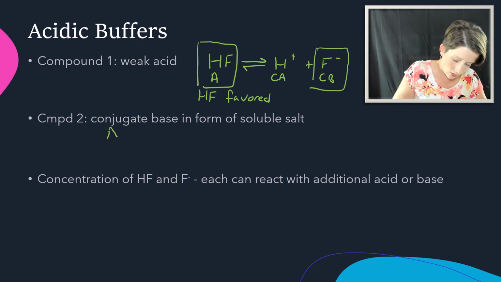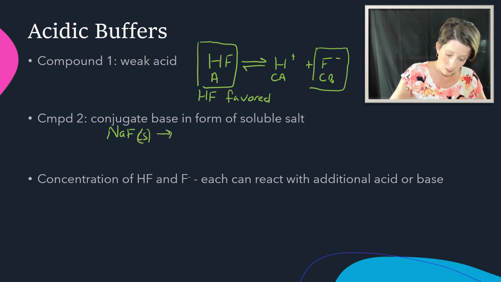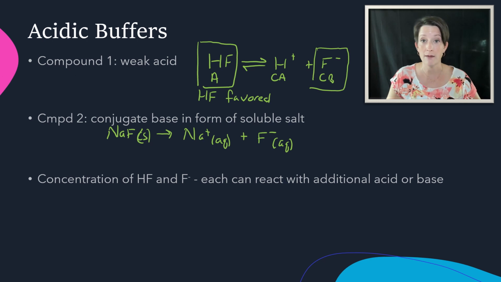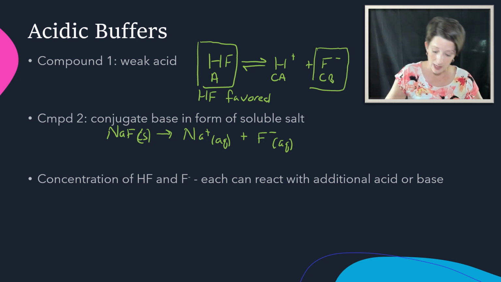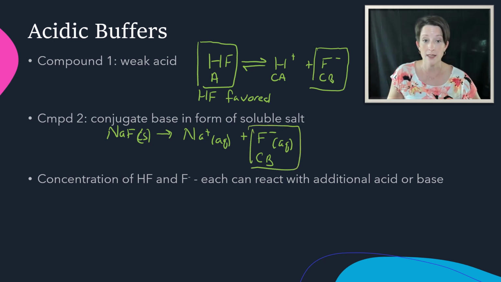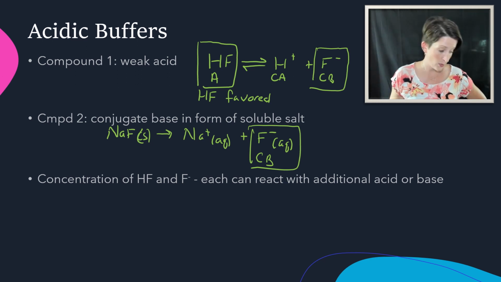So we can take sodium fluoride and put it into water. When we put it into water, it separates the sodium ions, which are now spectator ions that we don't really care about, and they have no effect on the system. And we form completely all of the fluoride ions that were in that salt. That fluoride is the conjugate base. So now we have a conjugate base fully present along with a lot of acid as well. The concentrations of your HF and your F- can react with additional acid or base.